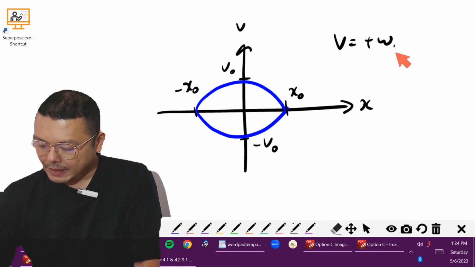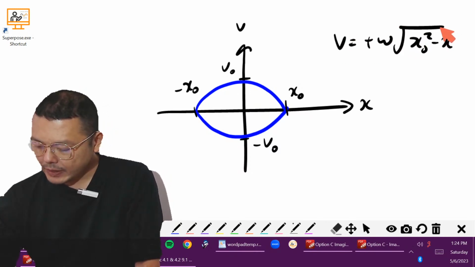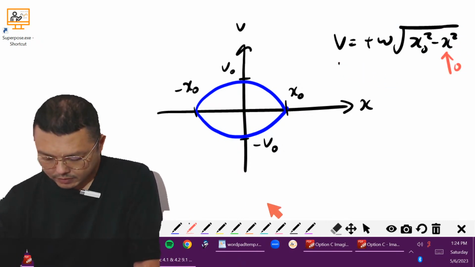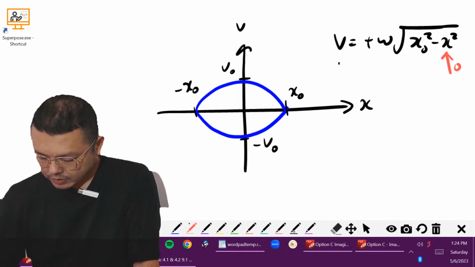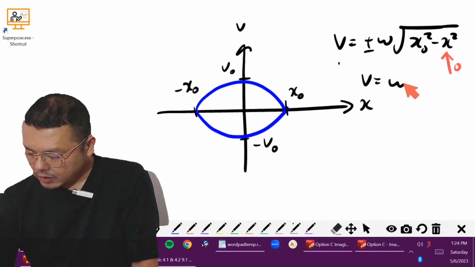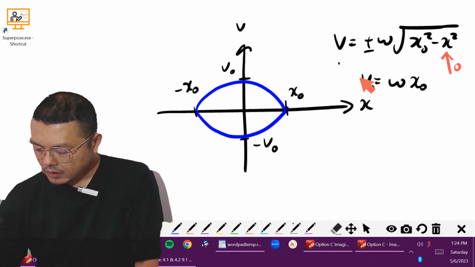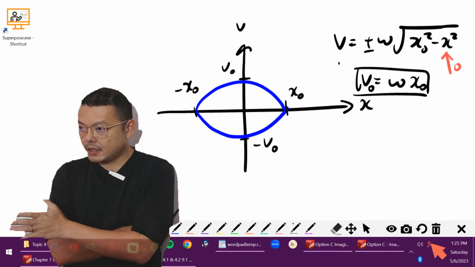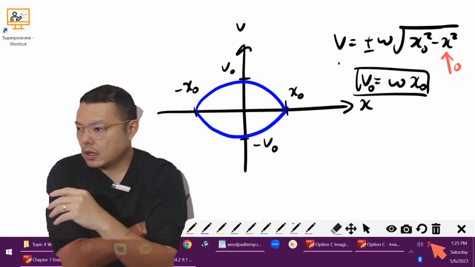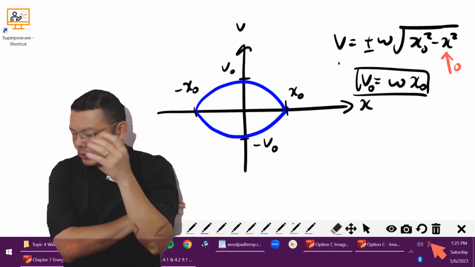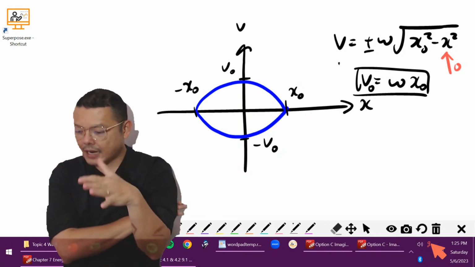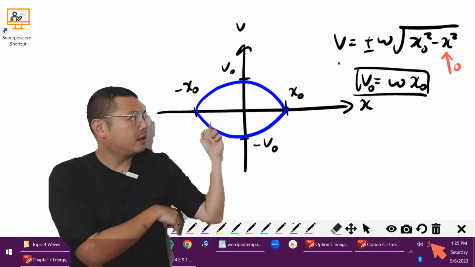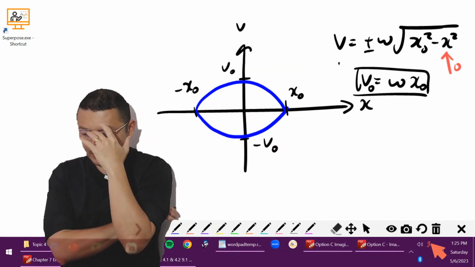Maximum velocity. Why is it maximum velocity when x is equal to 0? You sub in 0 here, what will happen? So it becomes v equals omega x naught. So your maximum speed is when you have zero displacement, but it's omega times x naught. Maximum speed is omega times amplitude. Okay, this equation leads to this graph. This graph helps you find out when the speed is maximum.